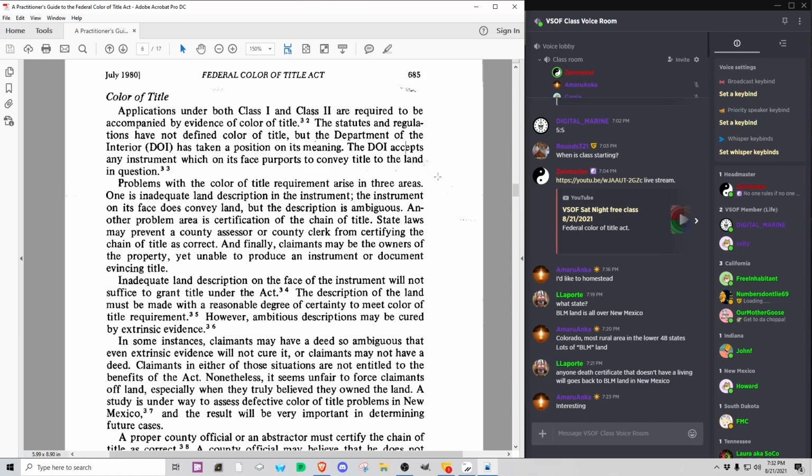But the Department of the Interior has taken a position on its meaning. Well, who cares? The DOI accepts any instrument which on its face purports to convey title to the land in question. Oh, wonderful. So claim jumpers and any filthy attorney can come in and just create something which purports to convey title, and then they can go get it.